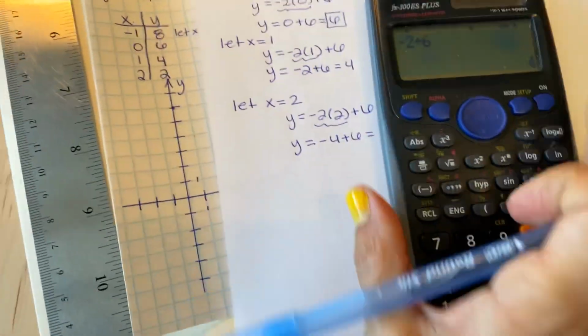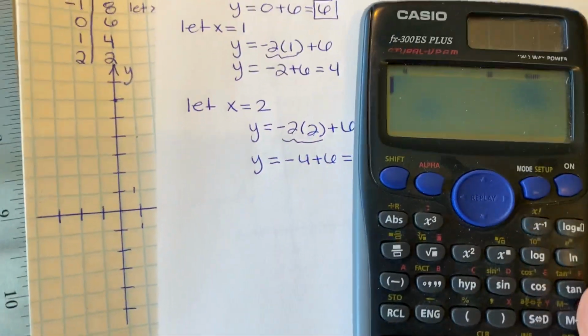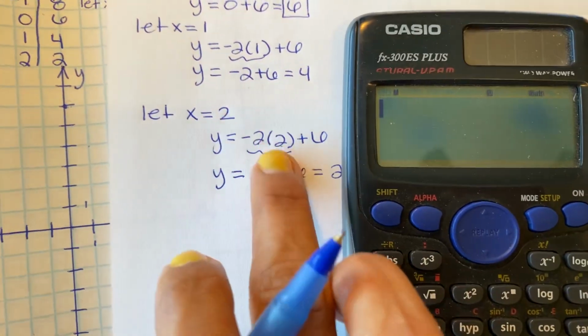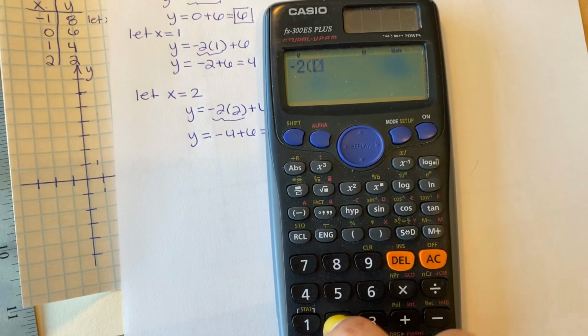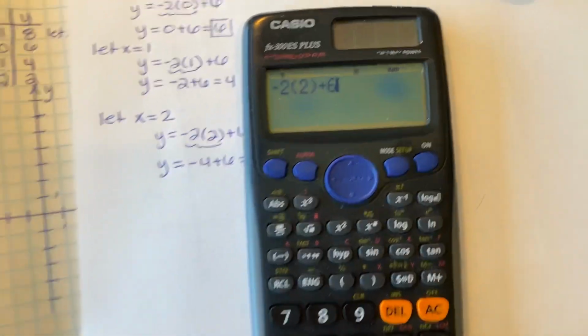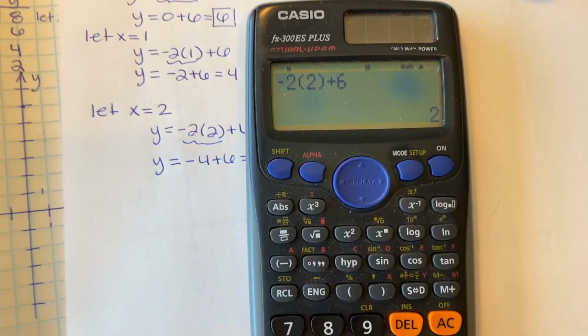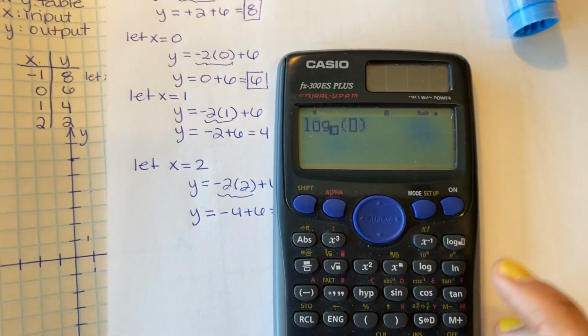You can also throw all of this into the calculator. So if you substituted that 2 here, you can type -2 times parenthesis 2 plus 6, and the calculator will also calculate it for you.